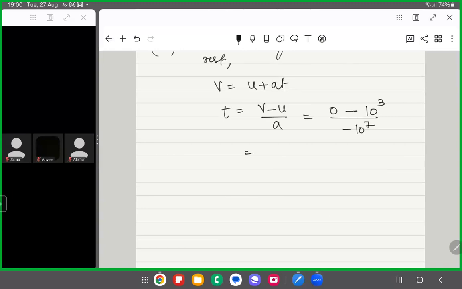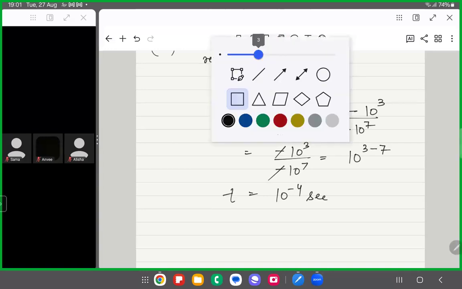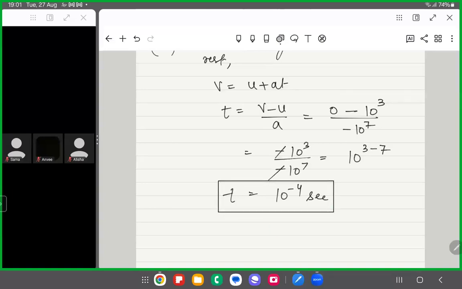Right? Okay. So this negative sign will cut, right? And this will become 10 to the power 3 minus 7. That is 10 to the power minus 4 seconds. So in how much time does it come to rest? In a very, very short span of time, right? Okay, 10 to the power minus 4 seconds. So this shows that it comes to rest in very, very small time. Right? Or you can say t is equal to 1 upon 10 to the power 4 seconds.